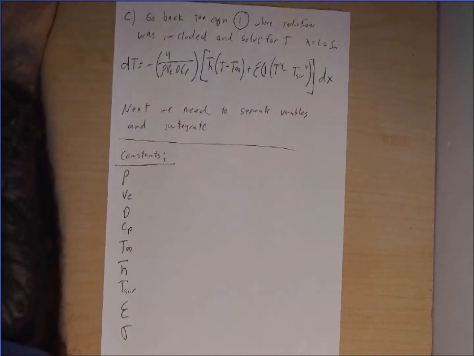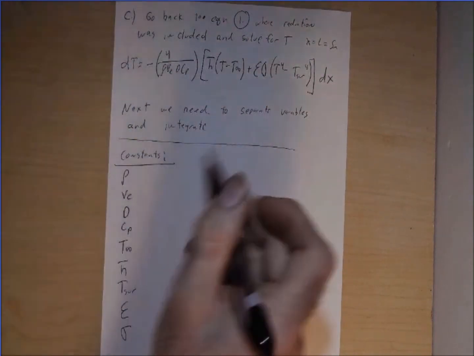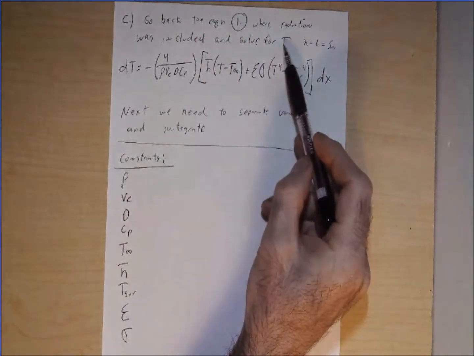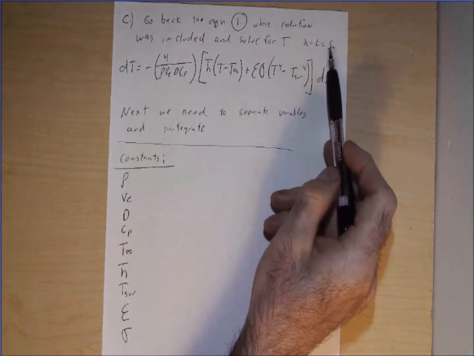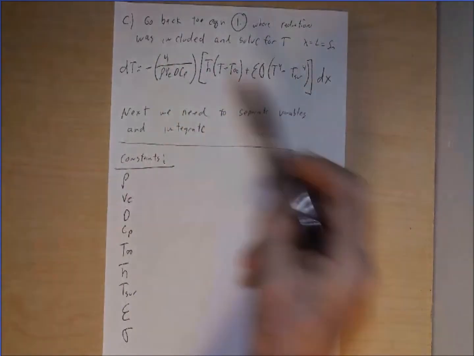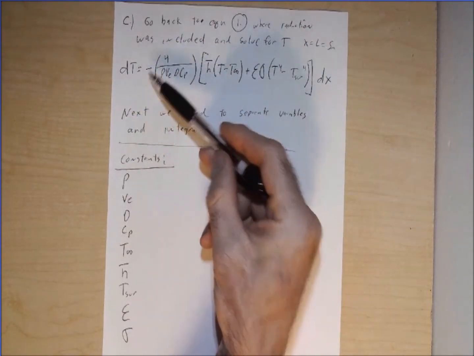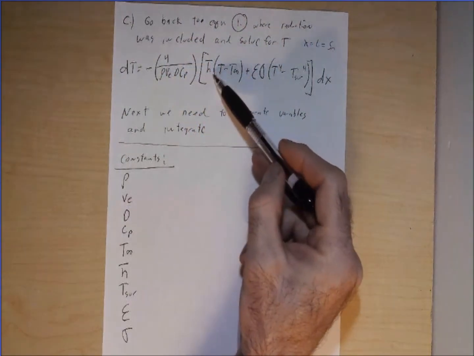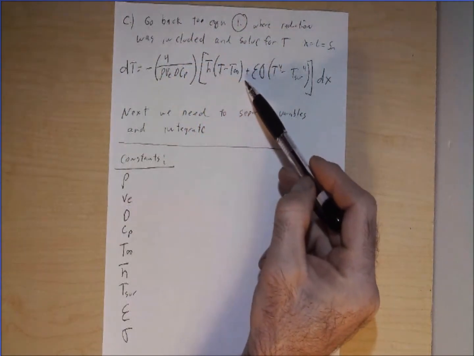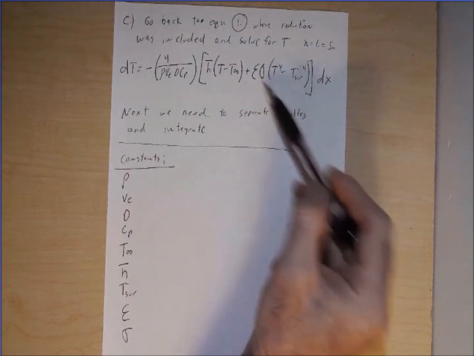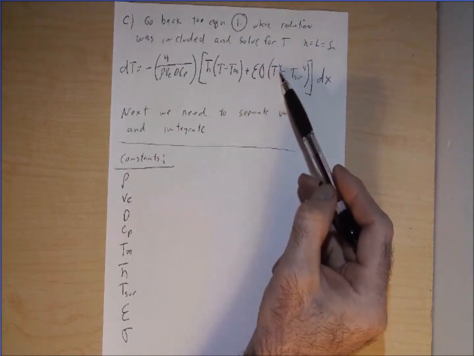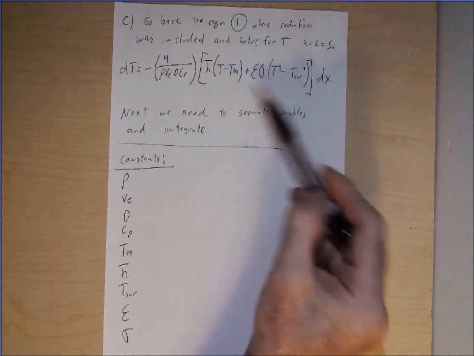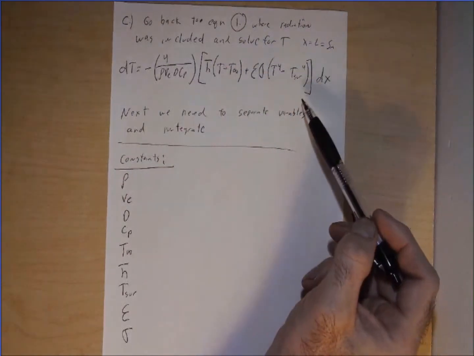So now for part C, what we want to do is go back up to equation 1, where radiation was included, and solve for T when x is equal to L is equal to 5 meters. So we go back up to this equation here, so dT over dx is equal to negative 4 over rho V_e d C_p times our h bar times our temperature differential of T minus T infinity, plus our emissivity, because now here's our radiation term, sigma times T to the fourth minus T surrounding to the fourth. So now we have this radiation term in here that we're going to include.